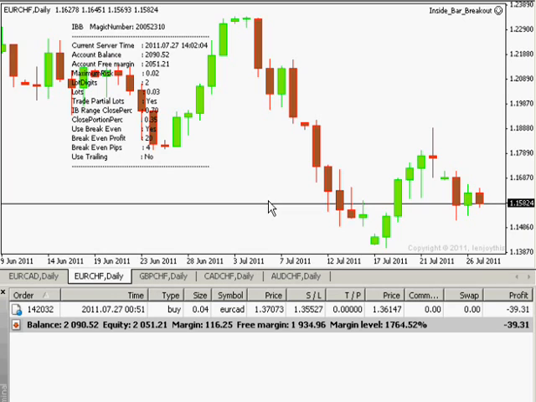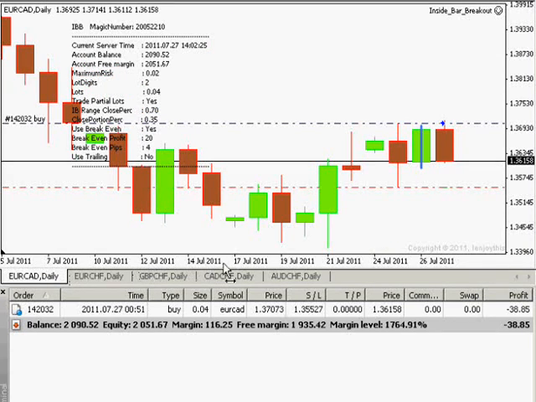We are looking to take 35% of the position off the table at the 70% extension of the inside bar range, and our break-even money management is activated. We are going to move our stop to 4 pips of profit should the market move in our direction 20 pips.